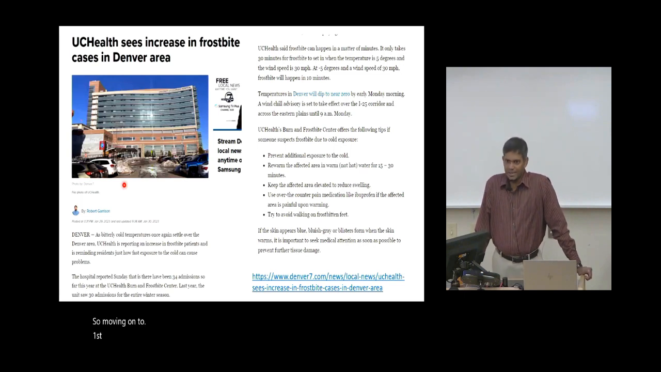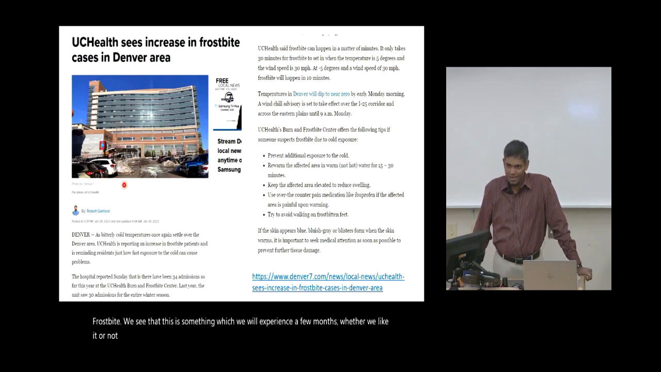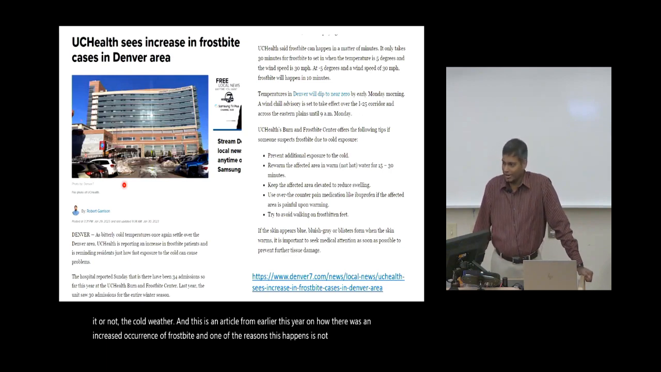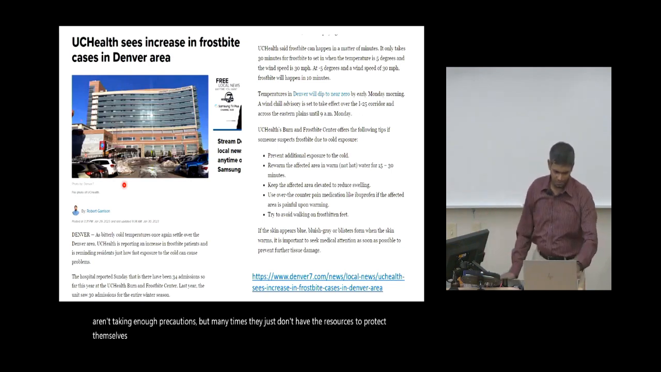So moving on to frostbites, we see that this is something which we will experience in a few months, whether we like it or not, the cold weather. And this is an article from earlier this year on how there was an increased occurrence of frostbites. And one of the reasons this happens is not because people aren't taking enough precautions, but many times they just don't have the resources to protect themselves from the cold.